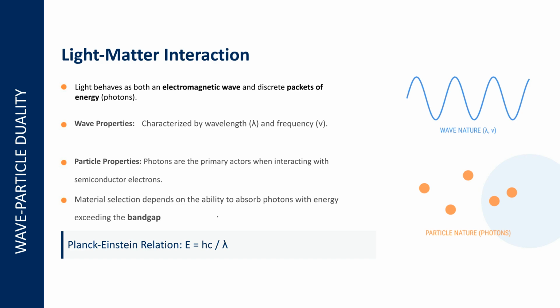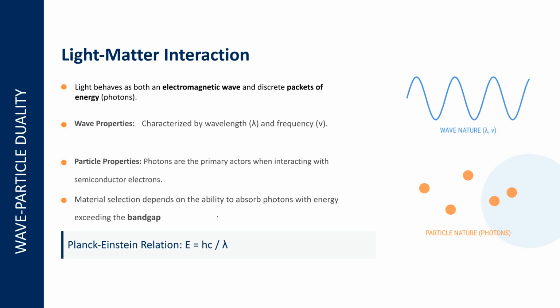To properly model photovoltaic devices, we must treat light utilizing its wave-particle duality. Classically, light is an electromagnetic wave. It is characterized by its wavelength, denoted by lambda, and its frequency, nu. However, when light interacts with the lattice of a semiconductor, like a lead halide perovskite, it does not interact as a continuous wave. It interacts as discrete, quantized packets of energy called photons.